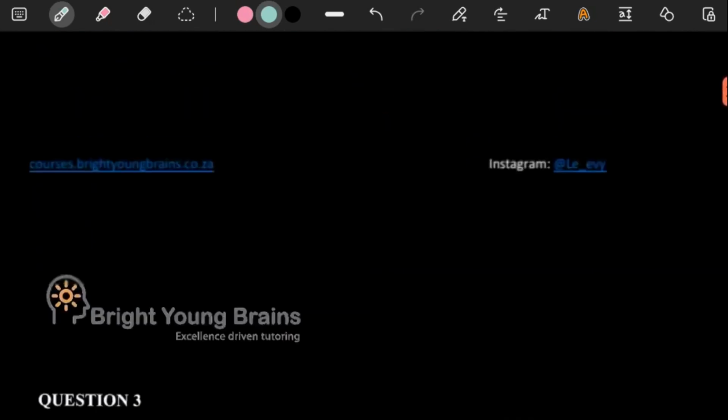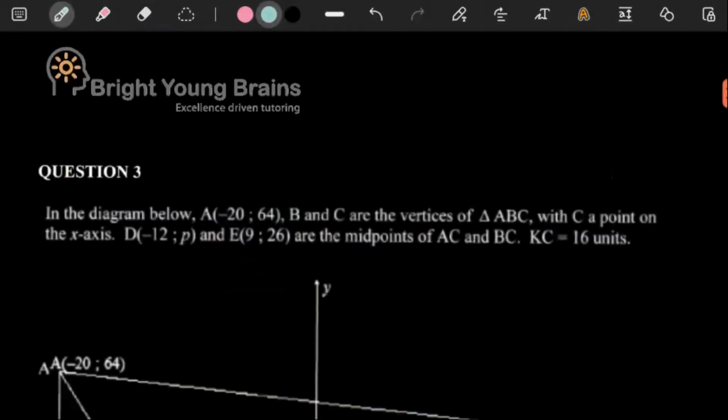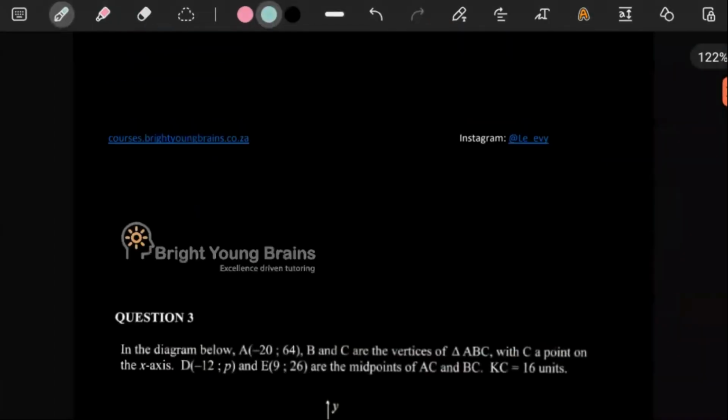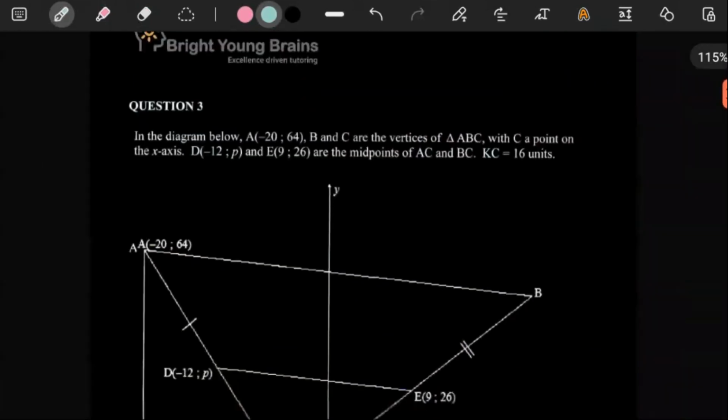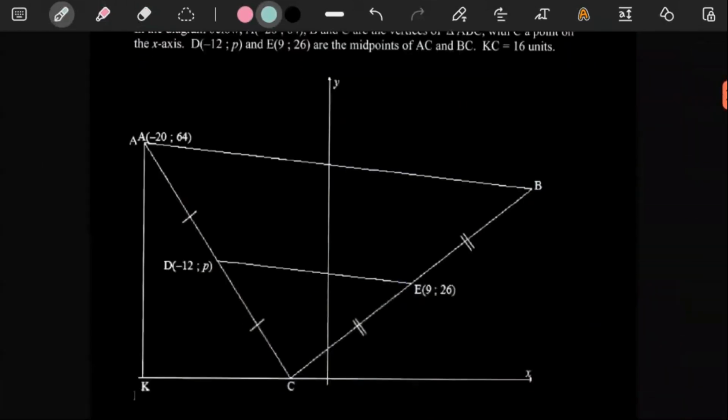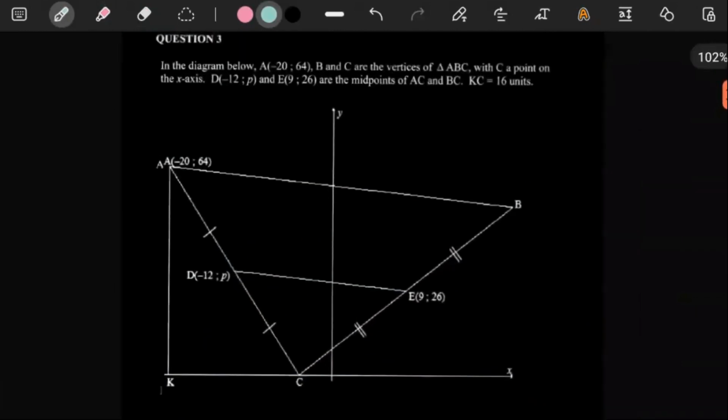Let's move on to question number 3. What do we have here? Question number 3 is quite interesting, or is it? It looks quite straightforward, actually. We'll see.